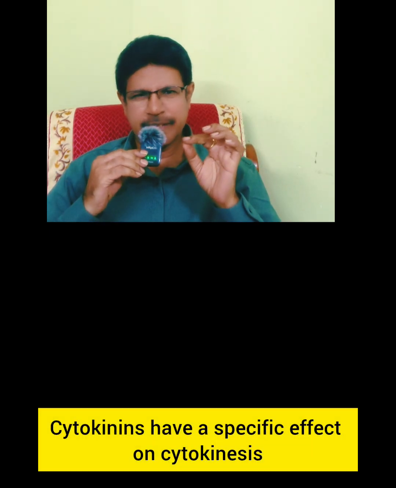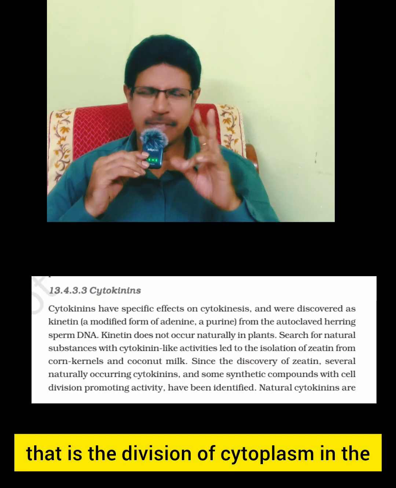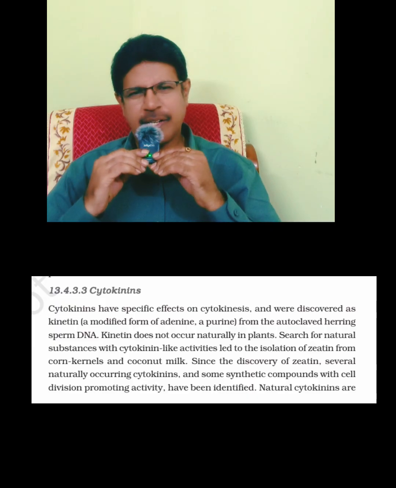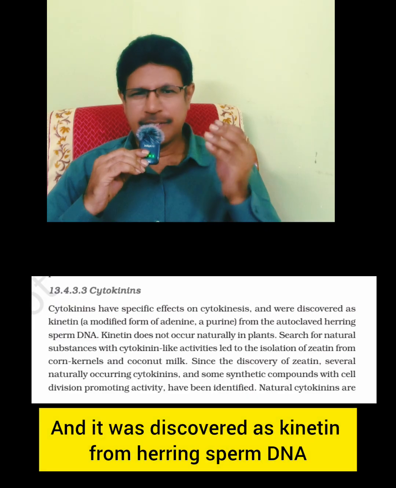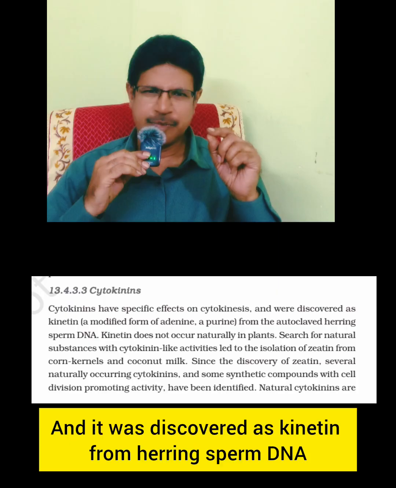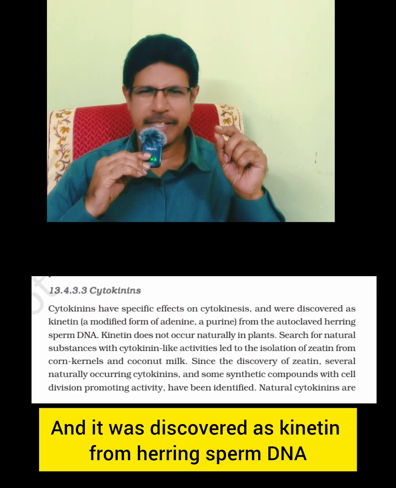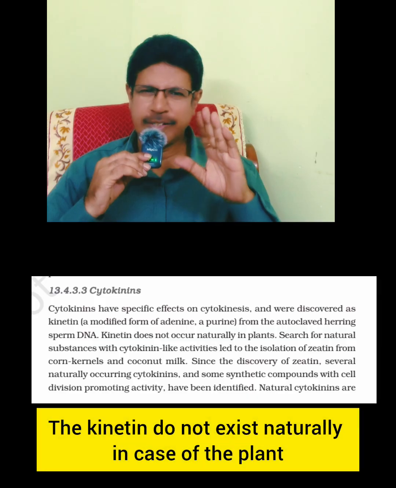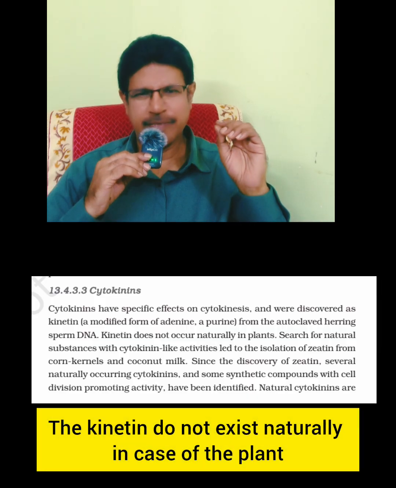Next, cytokinins. Cytokinins have a specific effect on cytokinesis, that is the division of cytoplasm in the formation of the two cells, that is in cell division. And it was discovered as kinetin from herring sperm DNA, autoclaved herring sperm DNA. The kinetin does not exist naturally in the plant.